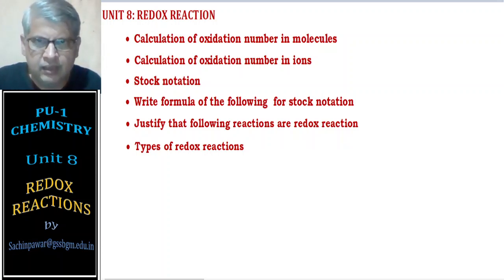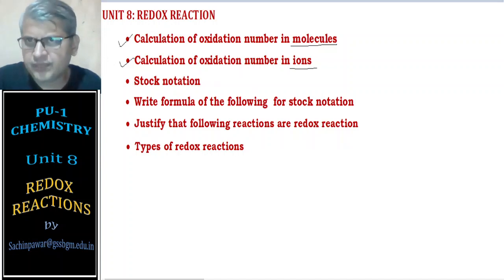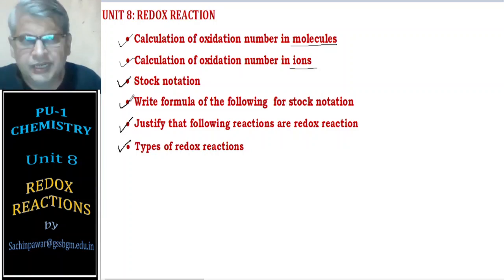In our last video, we already finished finding out the oxidation number of elements in molecules and in ions. In the first part of this video, I will recall some more examples on this calculation, and then we have to go for what is known as Stokes notation, writing the formula of the compound. Then how to justify that a particular reaction is a redox reaction or not, and lastly we will see some types of redox reactions. So let's begin with the first part.